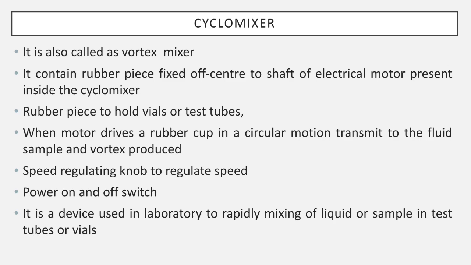So next one is the cyclomixer. This one also you have seen when you went to the lab. This one is also called a vortex mixer, because when a sample is kept in a tube, it produces vortex type mixing. So this is called vortex mixing. It contains a rubber piece fixed off center to the shaft of an electrical motor present inside the cyclomixer.